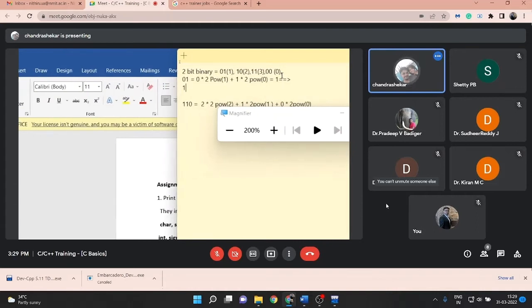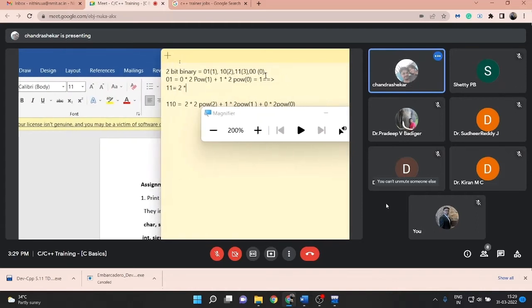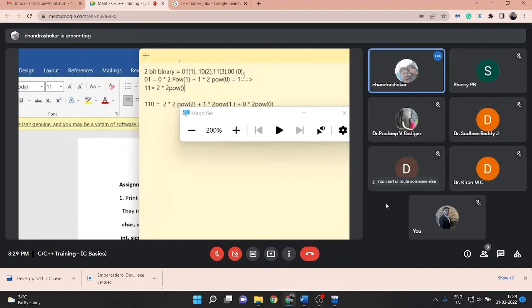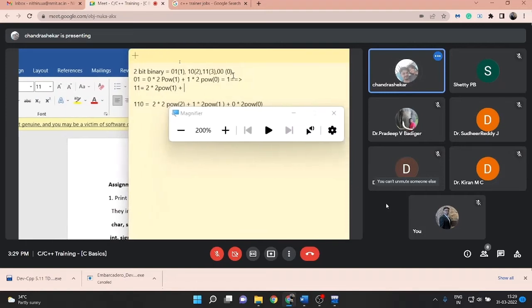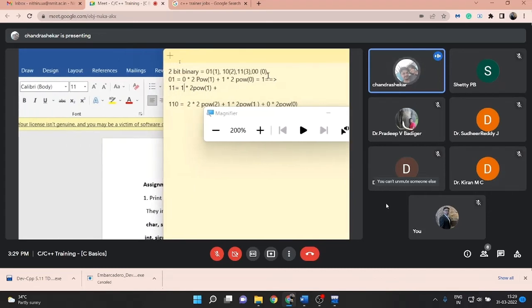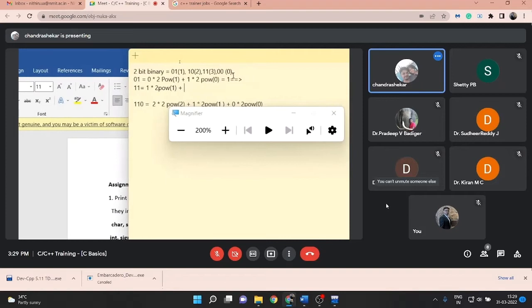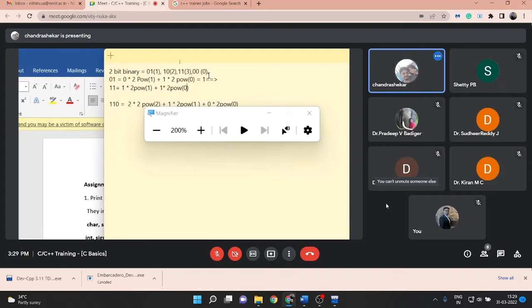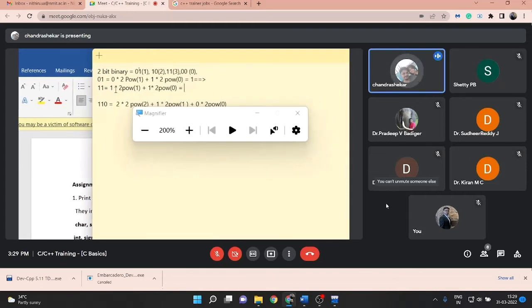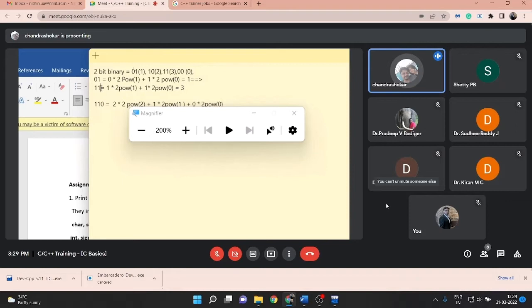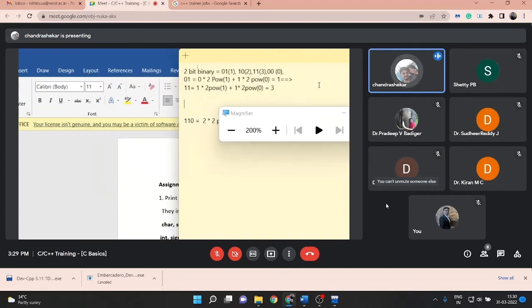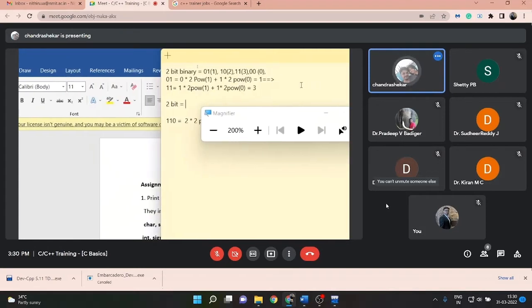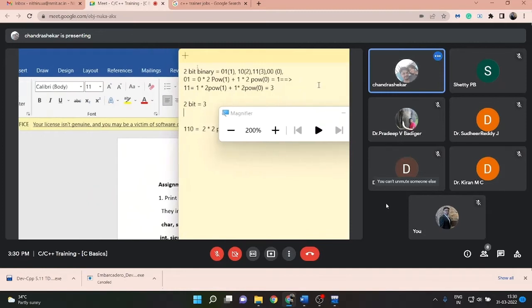If you take 11, it is 1 times 2 to the power of 1 plus 1 times 2 to the power of 0. Sorry, I'm making mistakes in a hurry. That is 2 plus 1, which is 3. This is the maximum number it can reach with 2 bits, when both are high. So a 2-bit number can have 3 as the maximum.